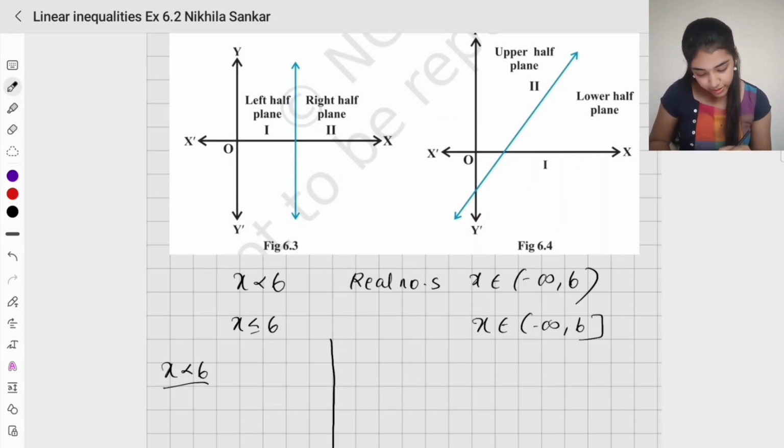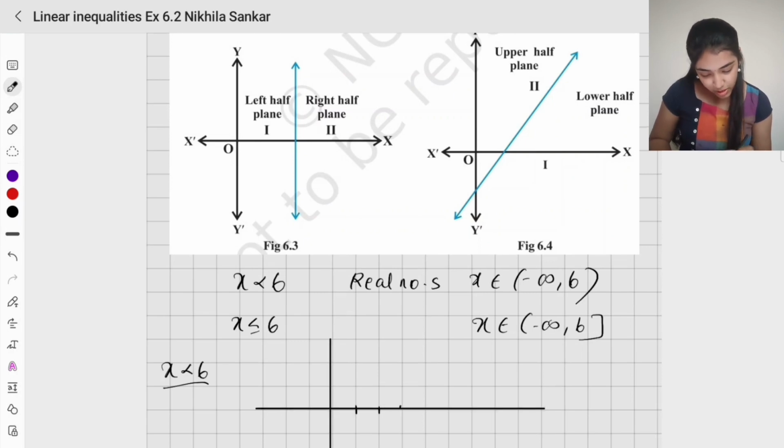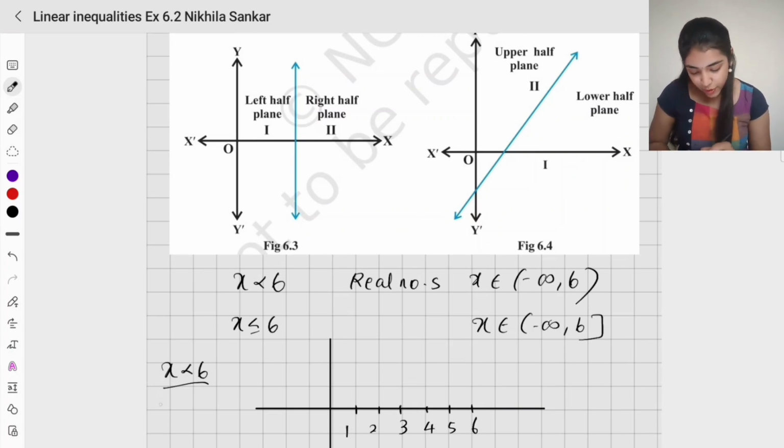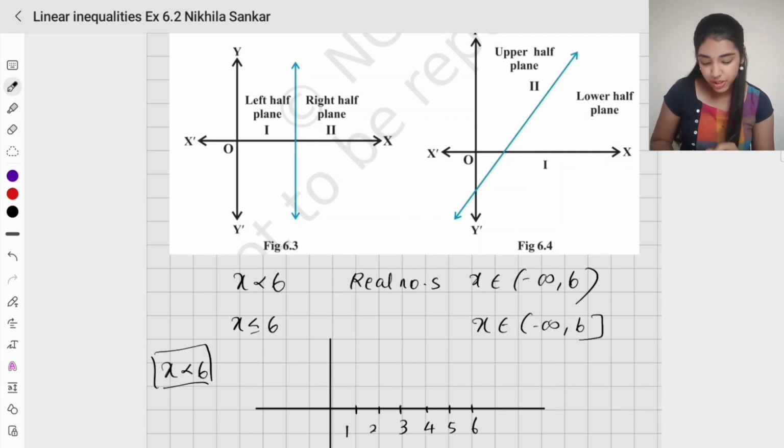So I have the x-axis and the y-axis. For this: 1, 2, 3, 4, 5, 6. So 1, 2, 3, 4, 5 and 6. In the first step you have to write your inequation as an equation. If x is less than 6, you have to take x is equal to 6. x is equal to 6 is going to be this.